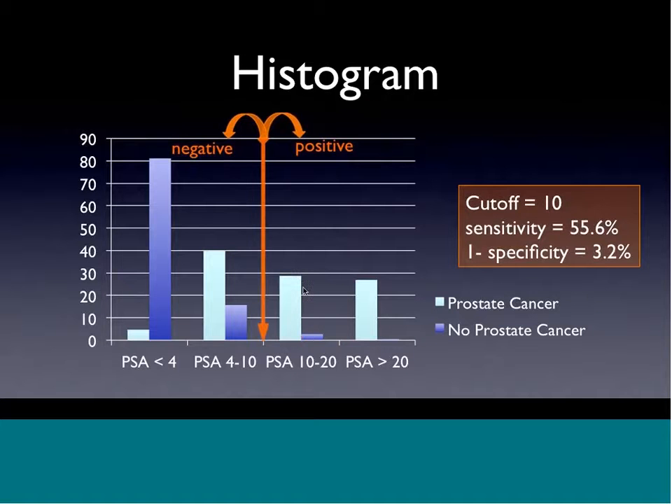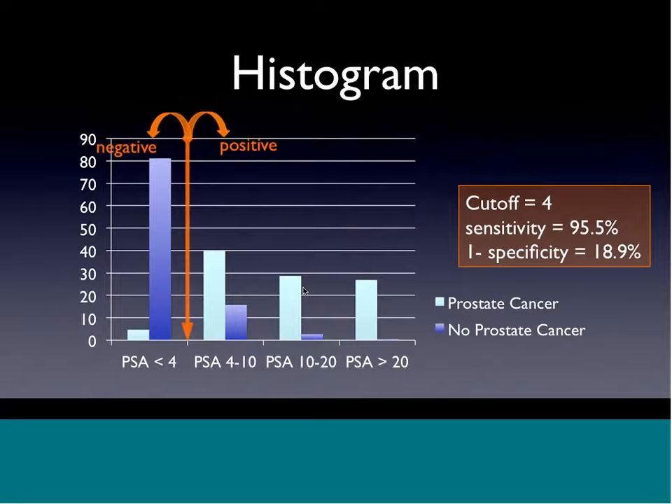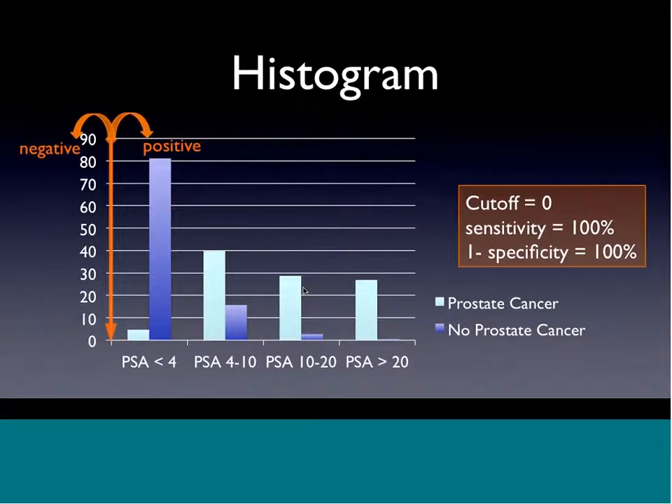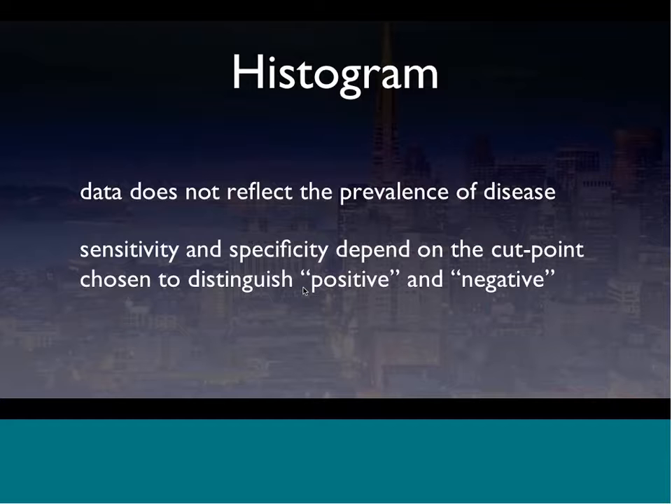We will do the same thing to cutoff 10 and calculate sensitivity and 1 minus the specificity, to the cutoff of 4, and then a cutoff of 0, which will give us sensitivity of 100% and 1 minus the specificity of 100%. So again, I want to point out that the data in the histogram does not reflect the prevalence of disease. And then very obviously we noted that the sensitivity and the specificity that we get depend on the cut point that's chosen to distinguish what is a positive and negative test.